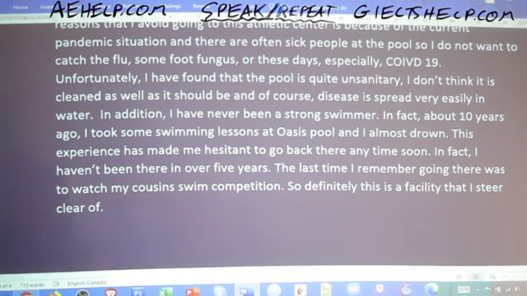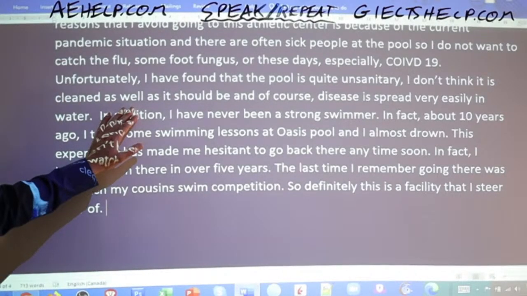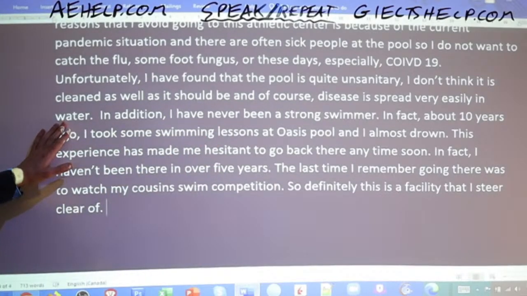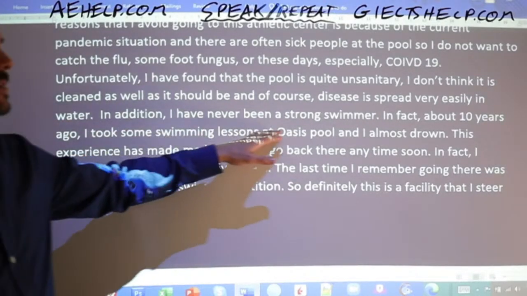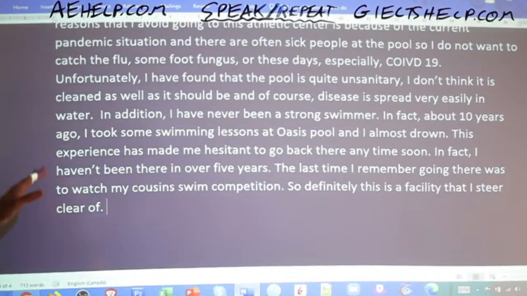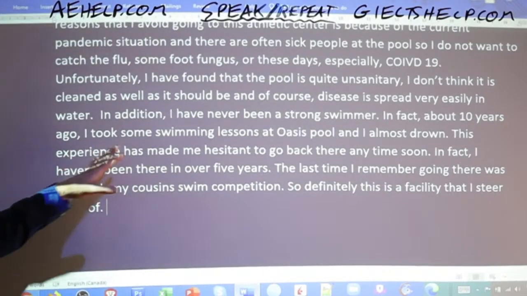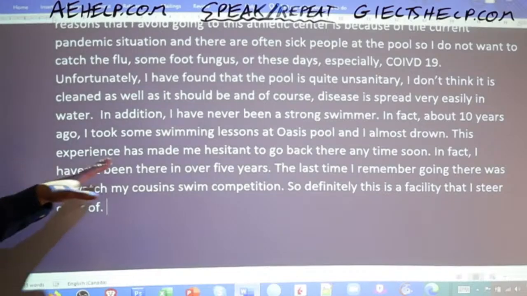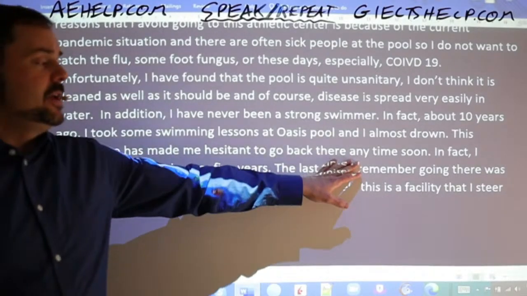Unfortunately, I have found that the pool is quite unsanitary. I don't think it is cleaned as well as it should be, and of course, disease is spread very easily in water. In addition, I have never been a strong swimmer. In fact, about 10 years ago, I took some swimming lessons at Oasis Pool and I almost drowned. This experience has made me hesitant to go back there anytime soon.